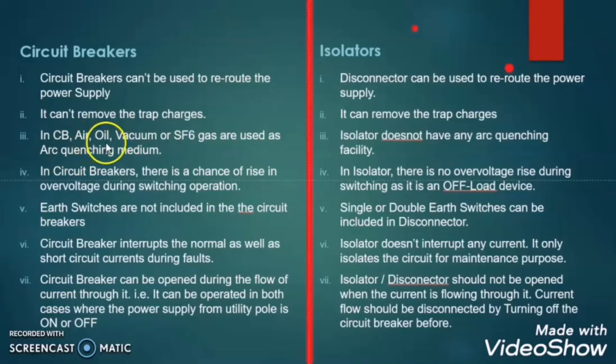In circuit breaker, air, oil, vacuum or SF6 gas is used as the arc quenching medium, but in isolator there is no arc quenching facility. What does it mean? As I told you in my first difference of circuit breaker and isolator, the circuit breaker is an on-load device and the isolator is an off-load device.